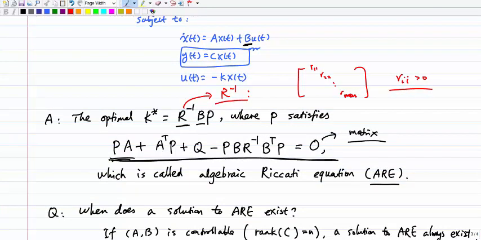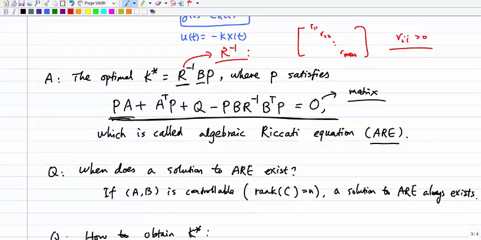Now this one is pretty complicated. I'll talk later about how you find it using MATLAB, because there's a mathematical tool you can use. Typically the numerical solution can be really tough. So how do I find a solution? It's important to find P, otherwise I cannot find K star, the optimal gain.